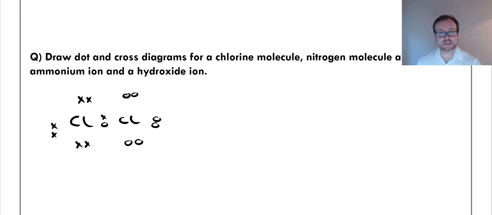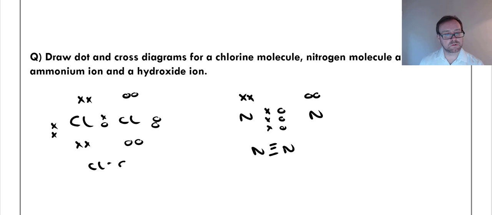Nitrogen is slightly different. It's in group 5, so 1, 2, 3, 4, 5, and it has 3 electrons that are not paired. I need to pair all these up, so I can do this by adding another nitrogen here. I'm going to put them as squares. My other nitrogen should have 1, 2, 3 around here. I've paired them up, and this means that we have 3 shared pairs of electrons. That forms this bond here.